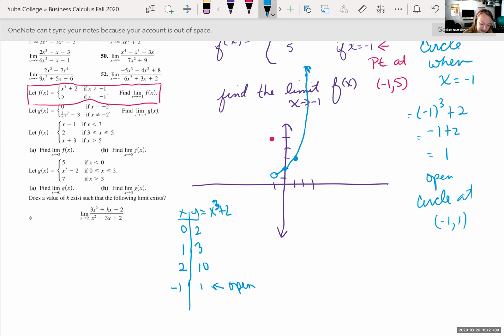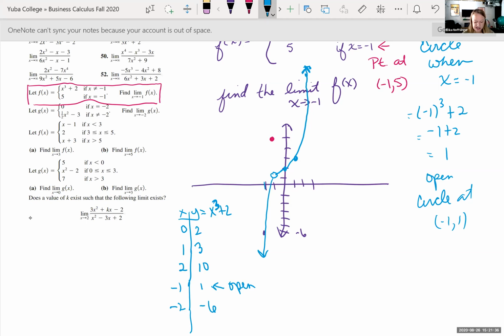And then let's look at numbers less than -1. So let's say -2. If we plug in -2 and cube it, you get -8 plus the 2 here. So -8 plus 2 is -6. So we have a point at -2, -6. So that's what the graph of that piecewise function is.